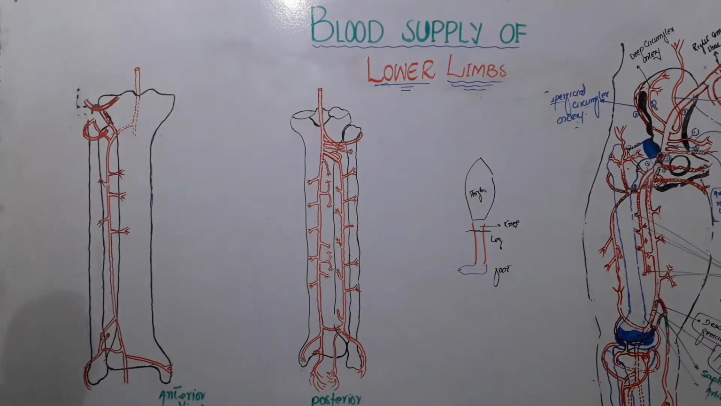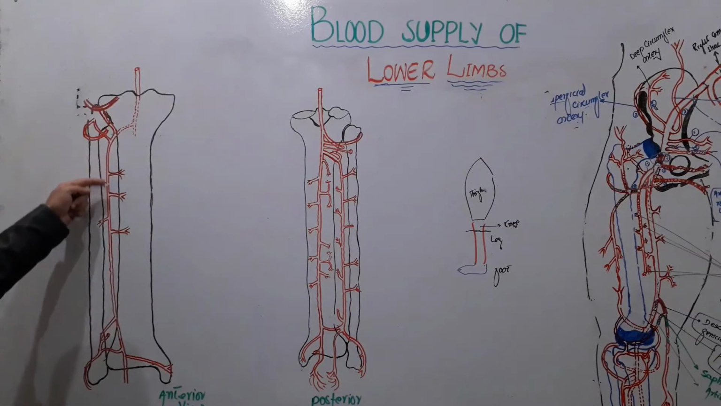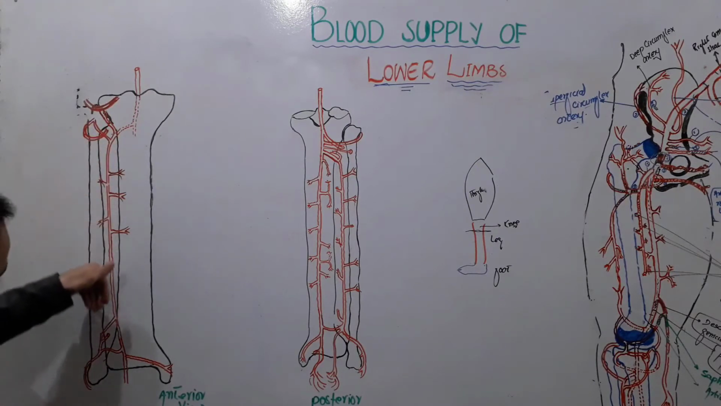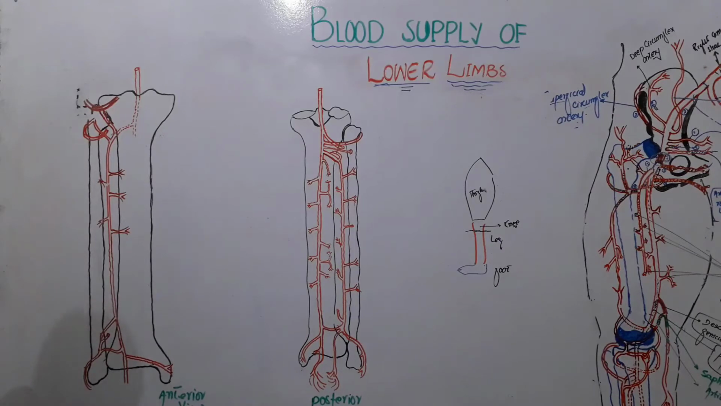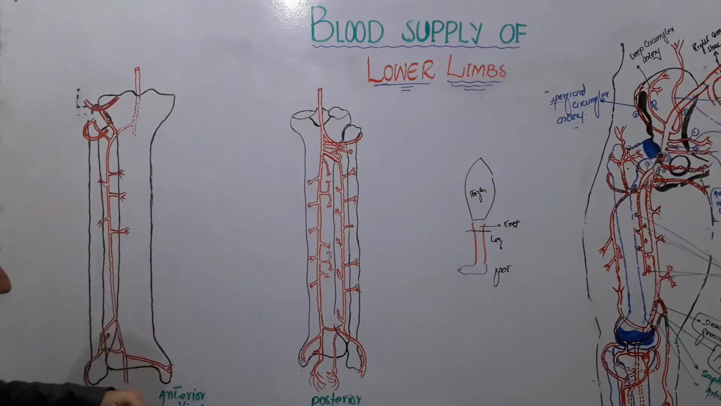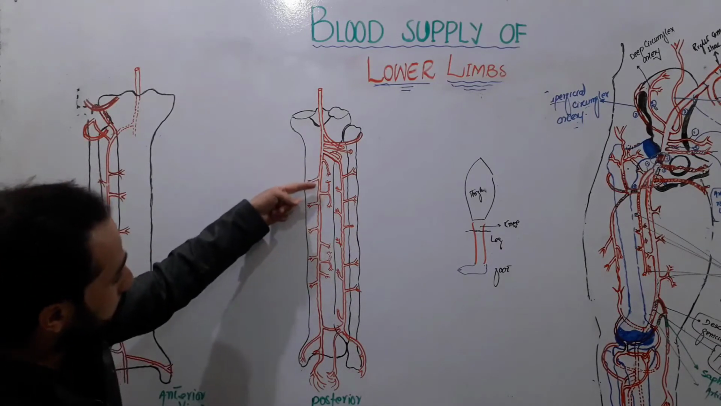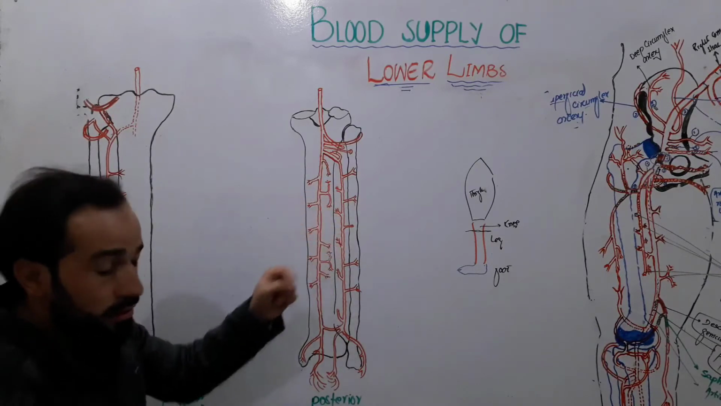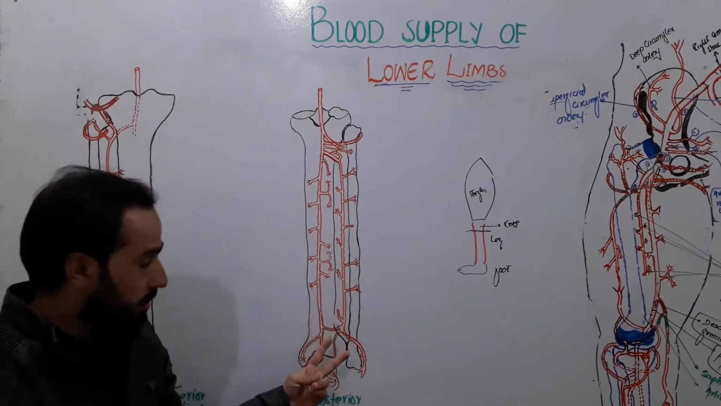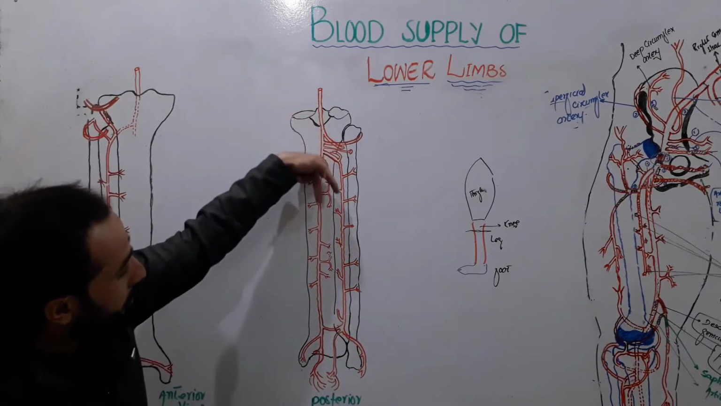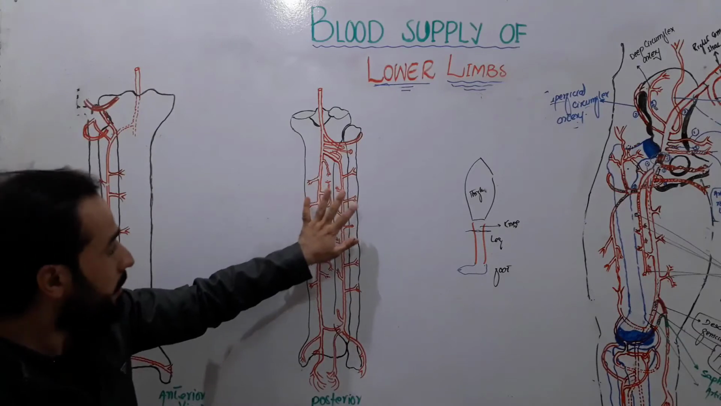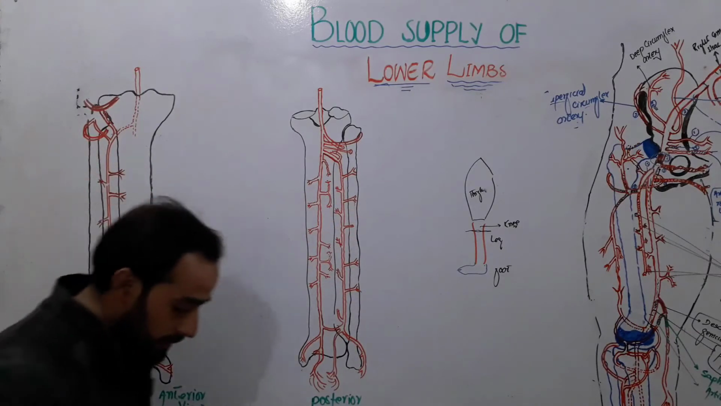Clear, friends? Now in the anterior view, we can see one artery coming down up to the dorsal surface of the foot. This artery is called the anterior tibial artery. We will see the branches of this artery in the next lecture. This is the posterior tibial artery and this is the fibular artery. So in the posterior view, we can see two arteries coming down. These show the blood supply of the leg in the posterior compartments, and this view shows the anterior view.